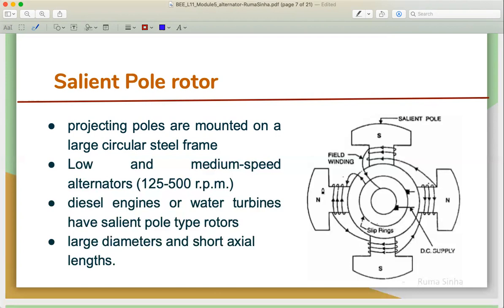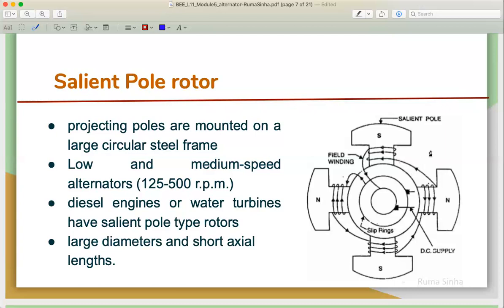So alternate north poles and south poles are created through this connection of field winding, and in the field, DC supply is given. Now when we use salient pole machines, we can see that the air gap is not uniform. This is the pole face and this is the pole core. Here the distance is less, whereas here the distance is more. This part shows that the air gap is not uniform in case of salient pole machines.